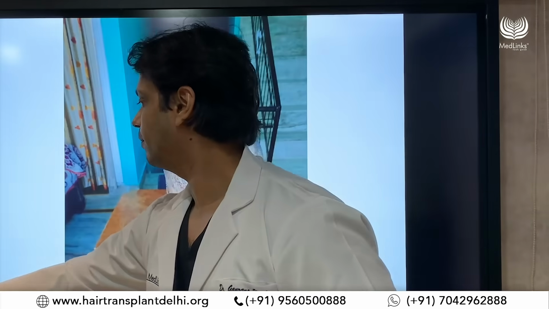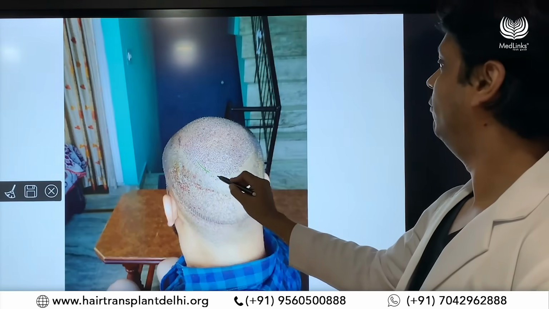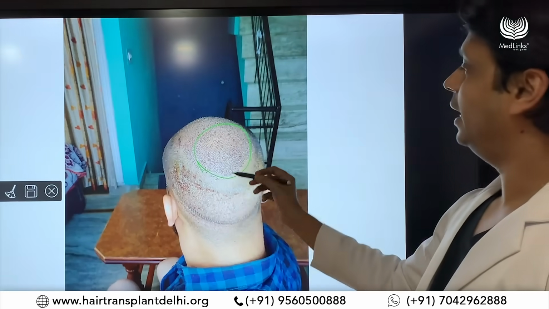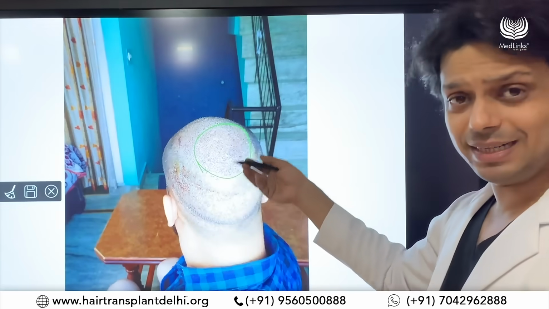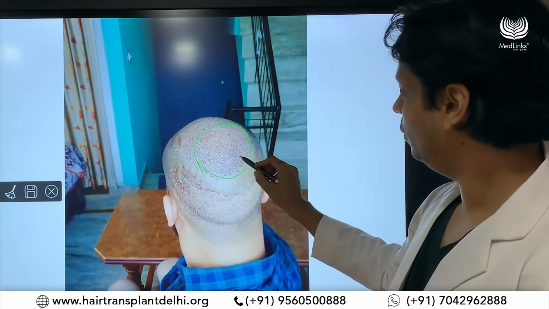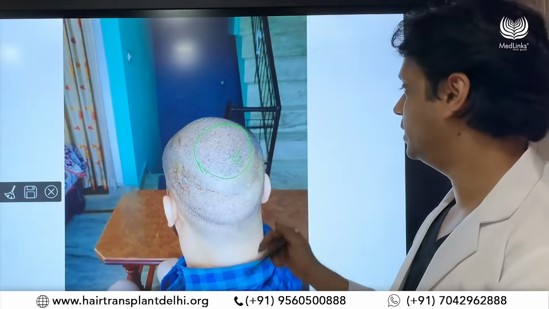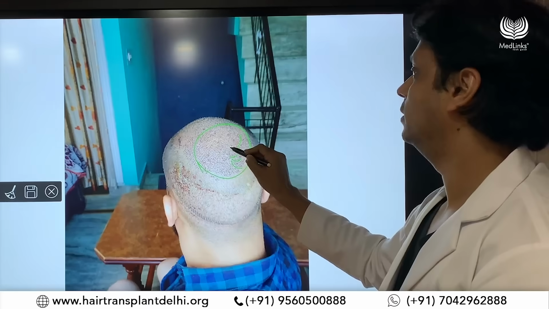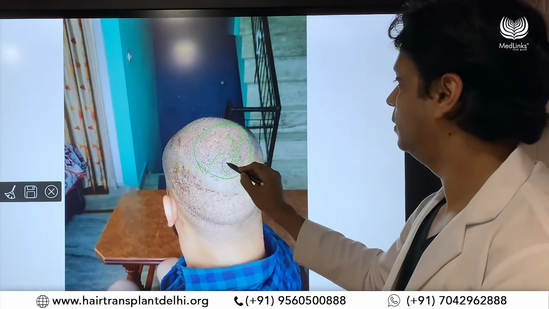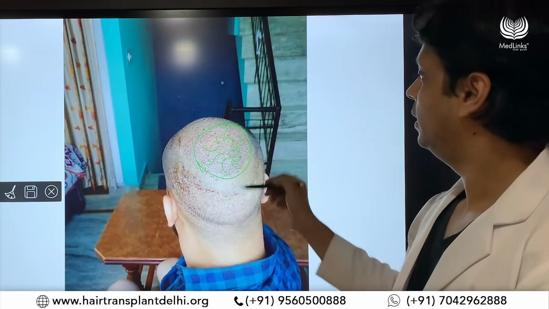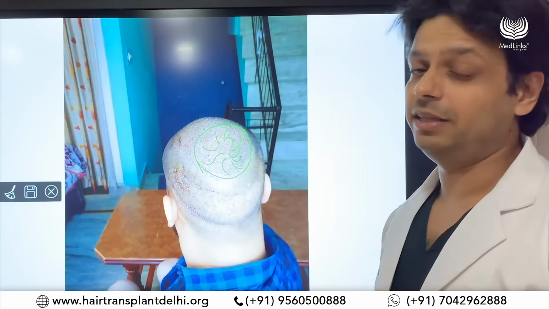So again, if you see here, the vertex area or the area B, again we see the hair are put at a slightly higher density, and if you see closely, they are not in a straight or backward or forward direction. It's a whirl here. This is the natural hair growth pattern at the vertex.